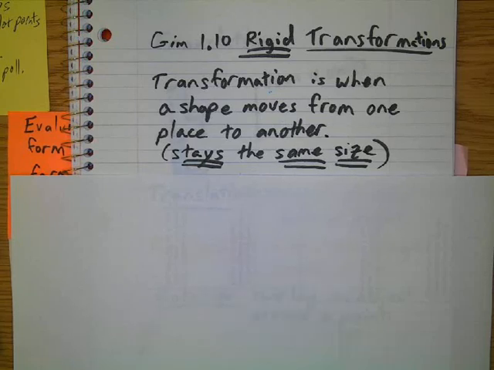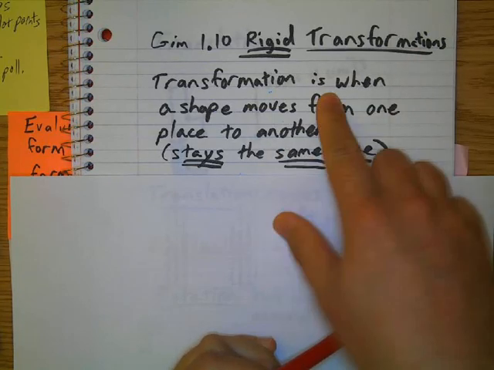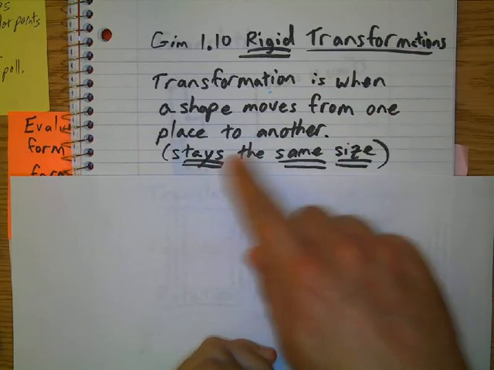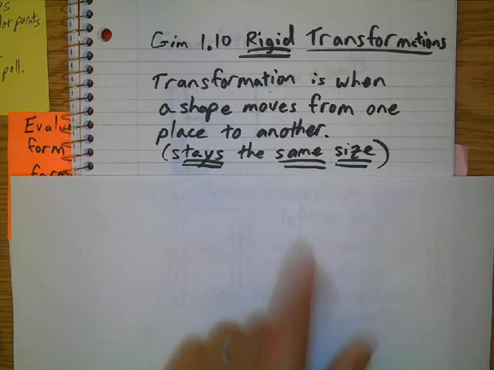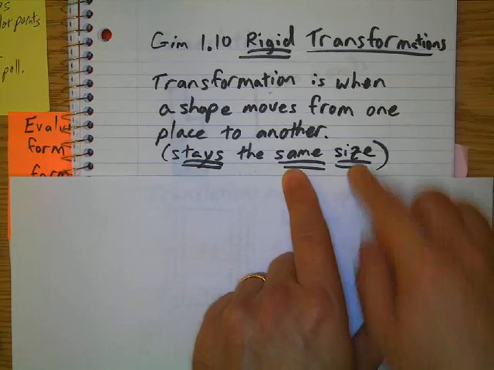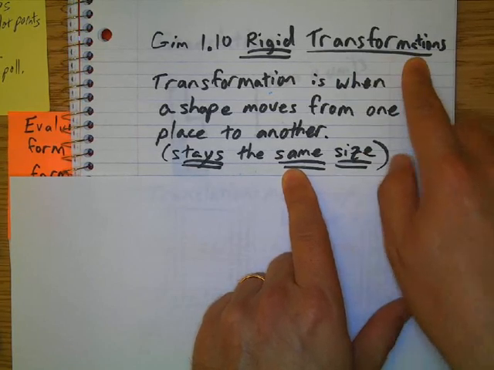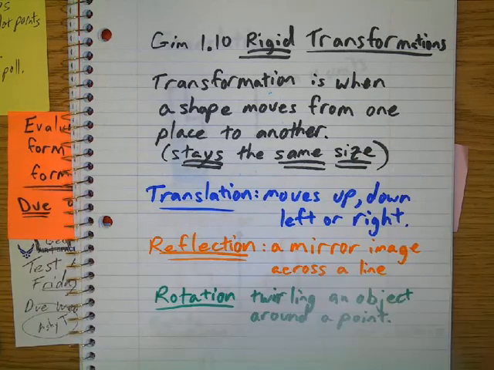All right, geometry students, we're going to talk about rigid transformations and reflection today. So, first of all, a transformation is when a shape moves from one place to another, but the shape stays the same size. This is important, stays the same size. And this word transformation refers to three possible situations.